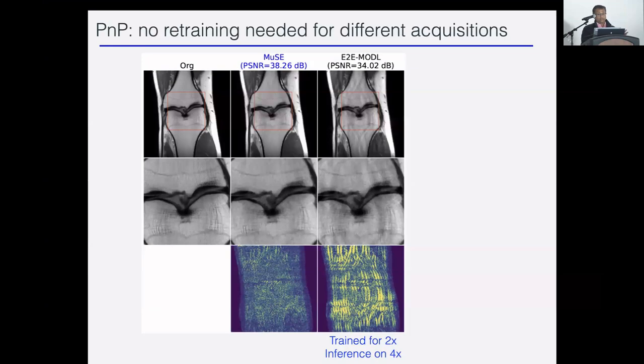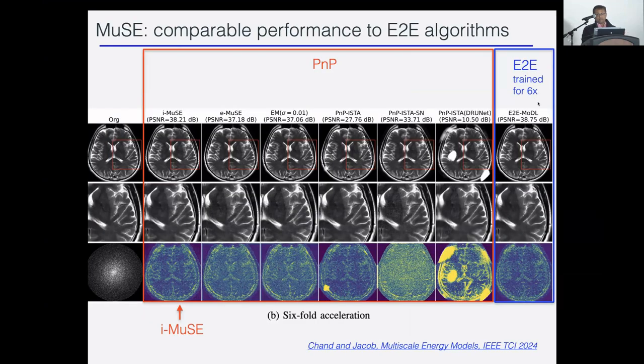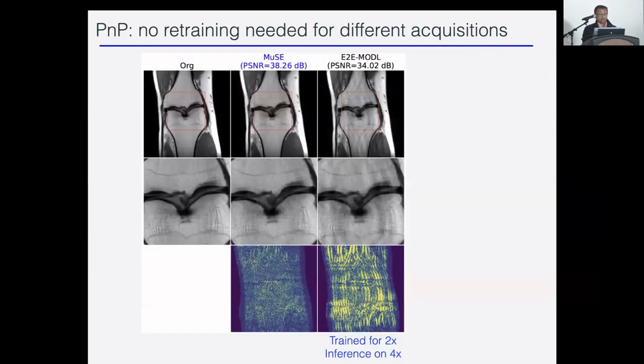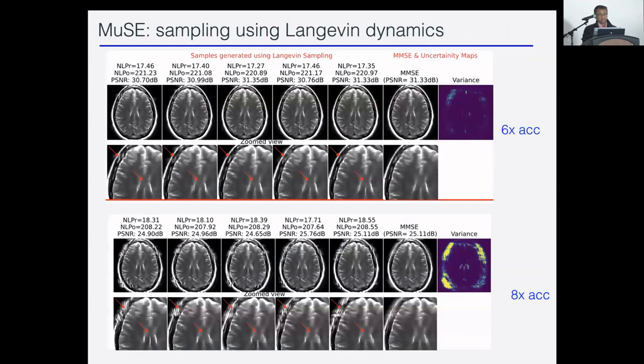Now, the end-to-end methods give improved PSNR, but the good thing here is that you don't need to retrain. It's a plug-and-play method, so you can apply it to any forward model. Here, the end-to-end model was trained for 2x, but when you infer on 4x, it fails completely, whereas the MuSE method, which is a PNP-based method, works across all different accelerations. And the nice thing here is that you can also do sampling very similar to diffusion models.